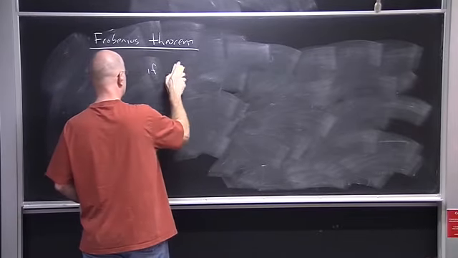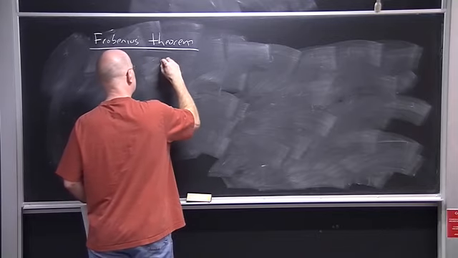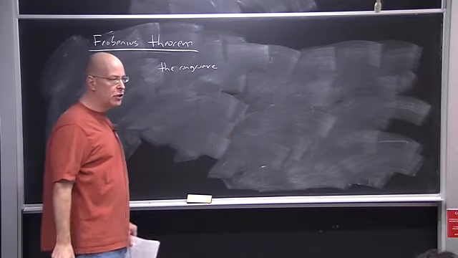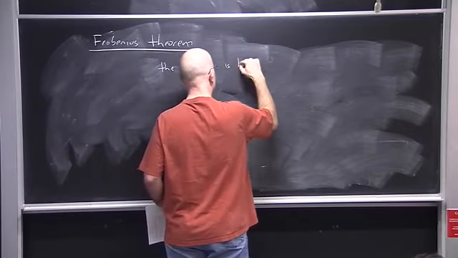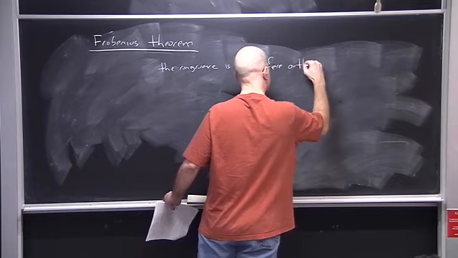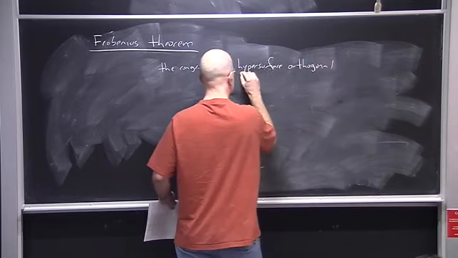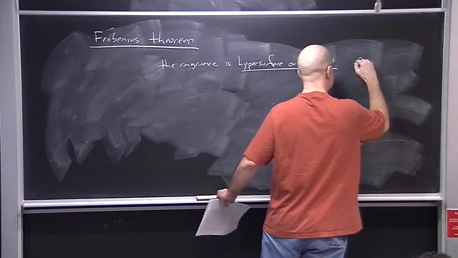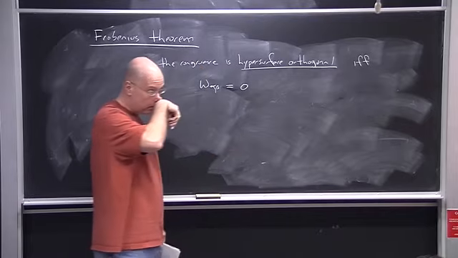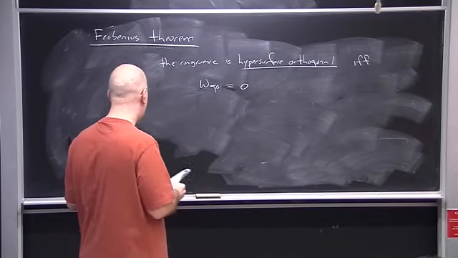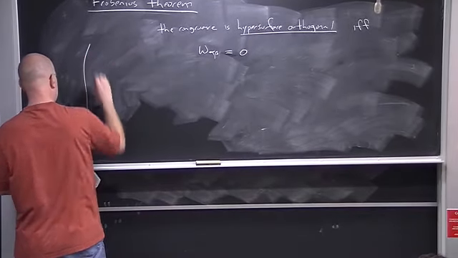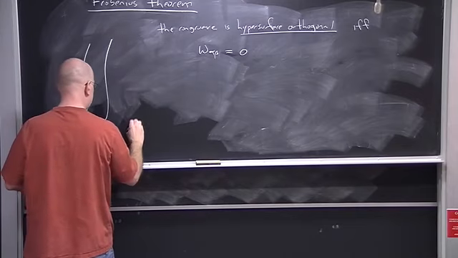The statement is that the congruence of time-like geodesics is hypersurface orthogonal, something that I'll define in just a second, if and only if the rotation tensor happens to vanish. What does it mean? Well, we're given a congruence, and I've drawn it a number of times already.